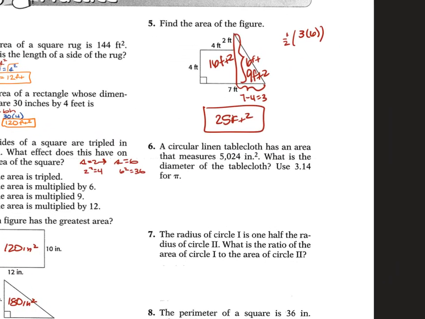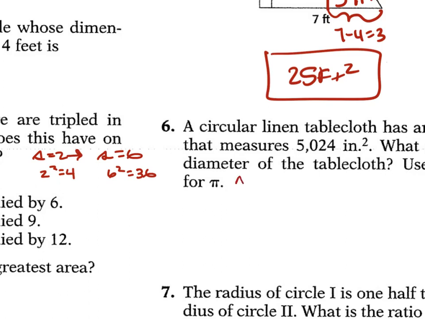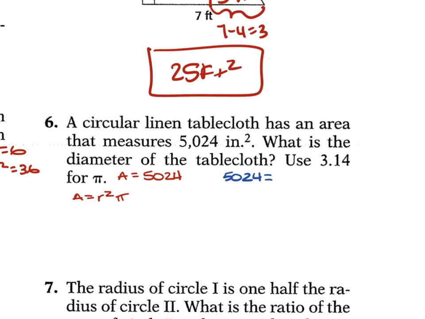For 6, it says a circular linen tablecloth has an area that measures 5,024 inches squared. What is the diameter of the tablecloth? Use 3.14 for pi. So our area is 5,024. Then our area we know is your radius squared times pi. So that means that we would have 5,024 is equal to your radius squared times pi.